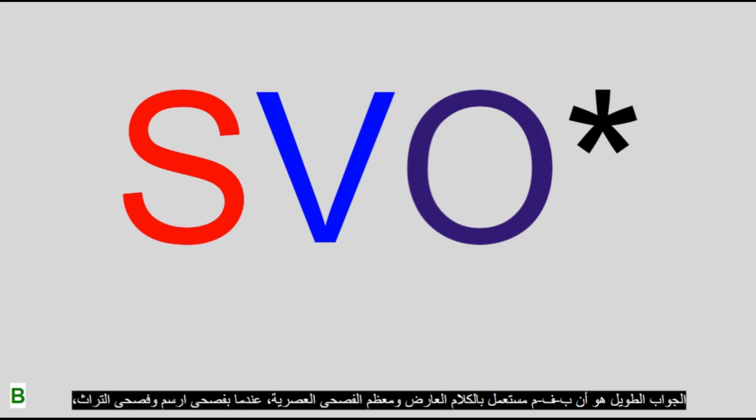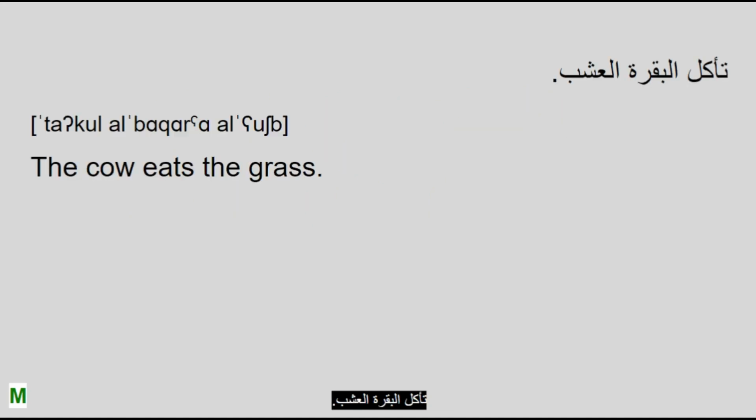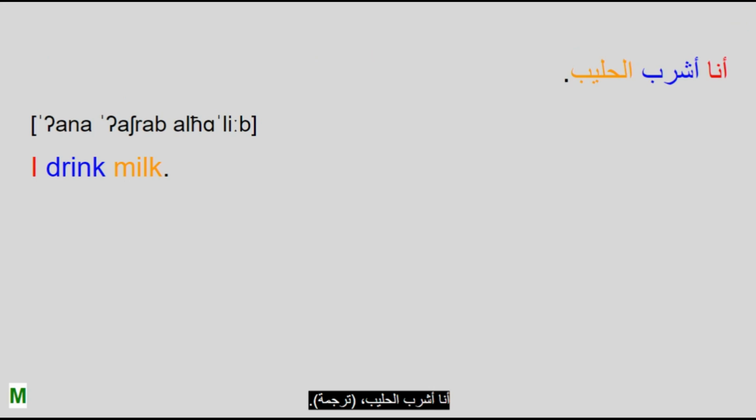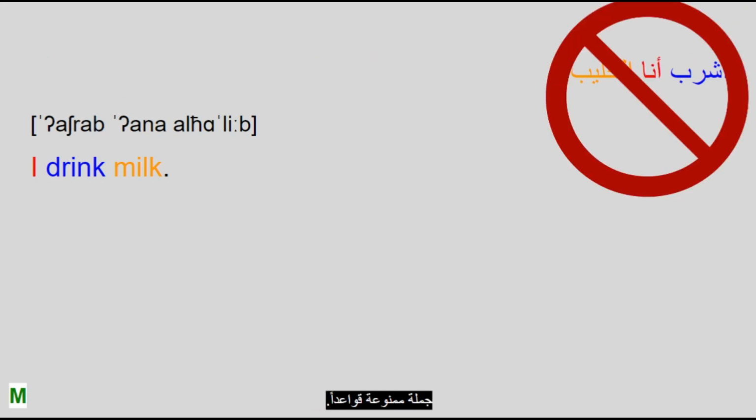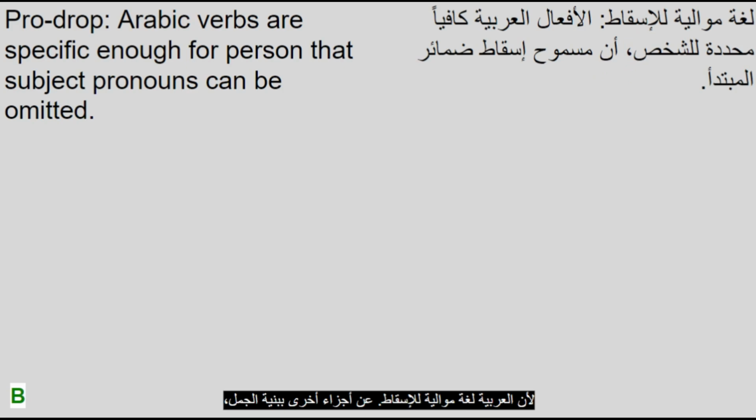The long answer is that SVO is used in casual speech in most modern MSA, while in more formal MSA and classical Arabic, the word order is VSO, as in تأكل البقرة العشب, eats the cow the grass. However, if the subject is a pronoun, even in formal settings, you must use SVO, as subject pronouns can't go after verbs, such as in أنا أشرب الحليب, meaning I drink milk. أشرب أنا الحليب is an ungrammatical sentence. That being said, I'd probably just say أشرب الحليب or بشرب الحليب without the pronoun because Arabic is a pro-drop language.